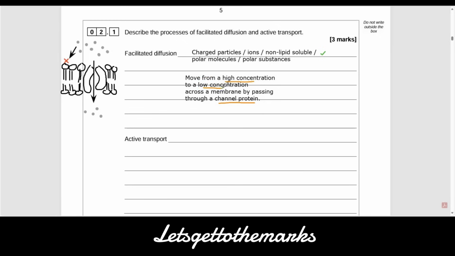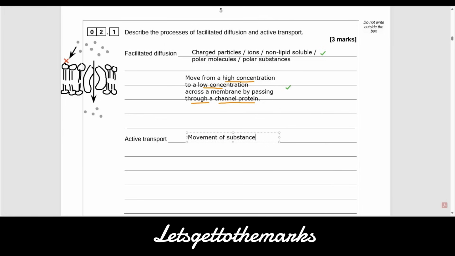You at least get a mark for saying from high to low concentration through a channel protein, and so that will get you a mark. You can still pick up 2 on the old active transport bit of this question. So now we're going to look at active transport and think about what is active transport.